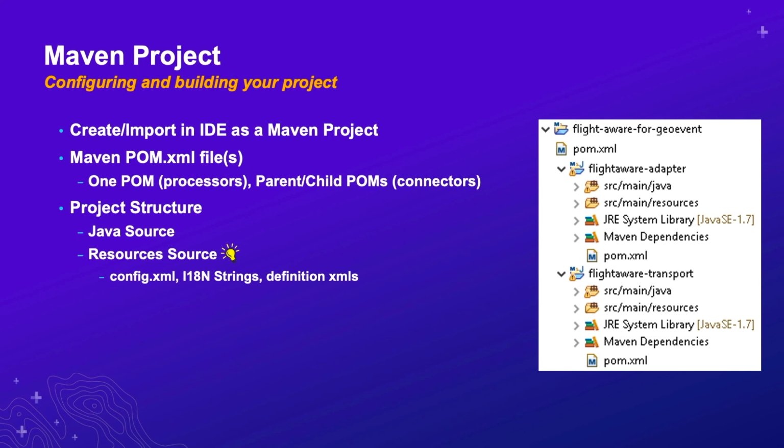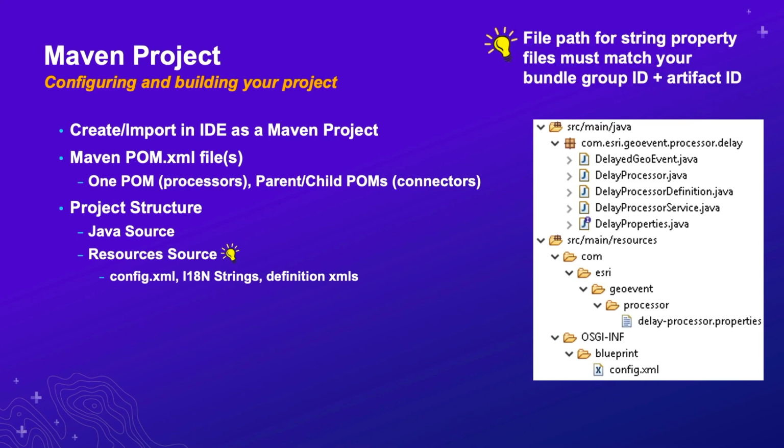build the project. Inside the project, you will not only have the POM file, but also a Java source folder containing your Java code, as well as a resource folder containing your blueprint configuration, localization strings, and definition properties if you decide to write them in the XML format. The package structure for the localization file must match your bundle group ID plus artifact ID, and your configuration must match the OSGI structure.